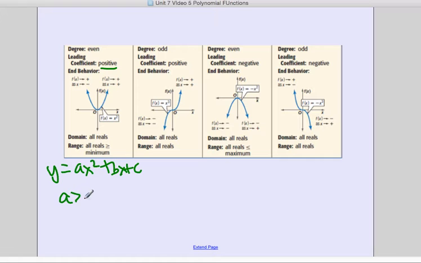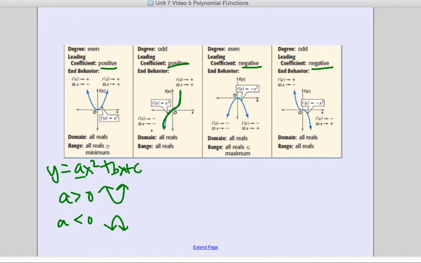So for this one, if a is positive or greater than 0, we know it looks like this. If a is less than 0, we know it looks like this. Same thing happens here. We know our leading coefficient is positive if we open up. We know it is negative if we are opening down. Okay. Same thing happens with our odd functions. If you look at this one, as I read from left to right, I am increasing, so that means I am positive. If I look from left to right, I am going down, which is negative. Okay, so that's how I know that's negative.